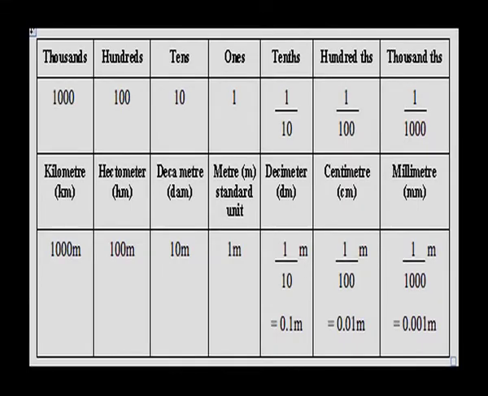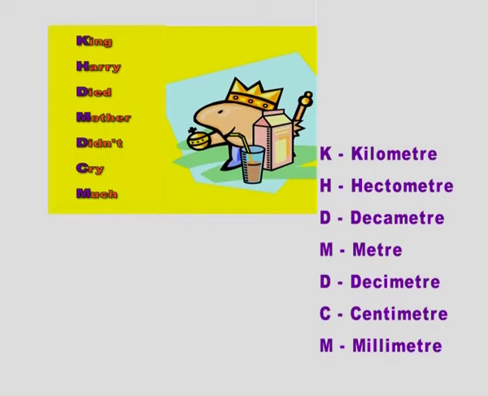These can also be observed in a decimal place value chart as shown below, that is thousands in kilometer, 1000 meter, hundreds 100 meter, tens 10 meter and in ones 1 meter, tenths 0.1 meter, hundredths 0.01 meter, thousandths 0.001 meter. We may remember the order of the units by this sentence: King Harry died but mother did not cry much. Now let us see a problem.